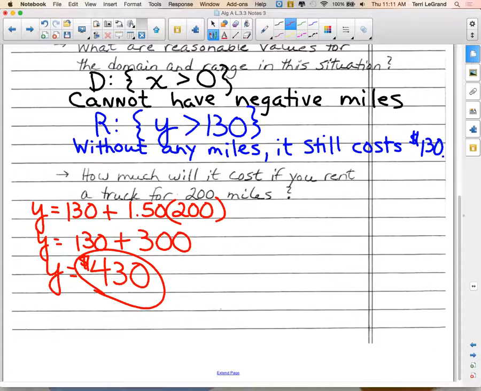Okay. Could we use this equation also if we knew how much money we had to spend and figure out how many miles we could put on the truck? Could we use it that way also? What if you had $1,000 to spend? Where would you put the $1,000 into your equation? $1,000 for moving. Preston's eyes are already lighting up. He just wants to start thinking of ways to spend it. Vegas. Where would you put the 1,000 in the equation, y equals 130 plus 1.50x? Oh, I give up. Okay, I'm done.